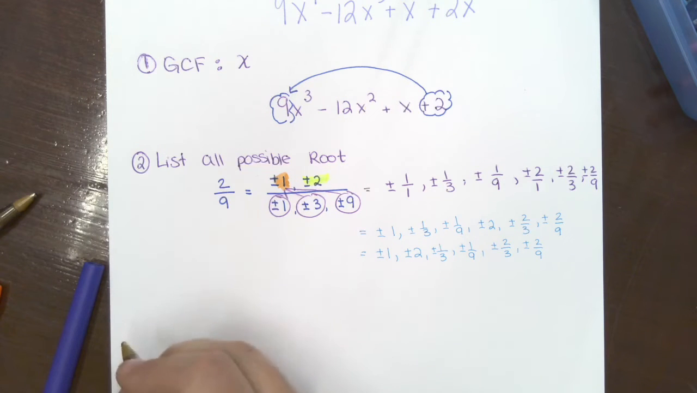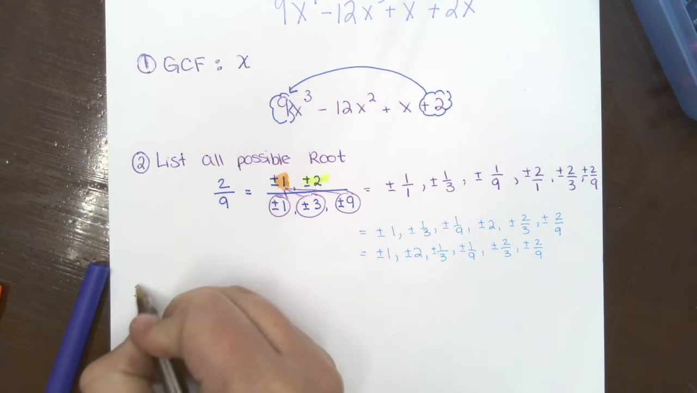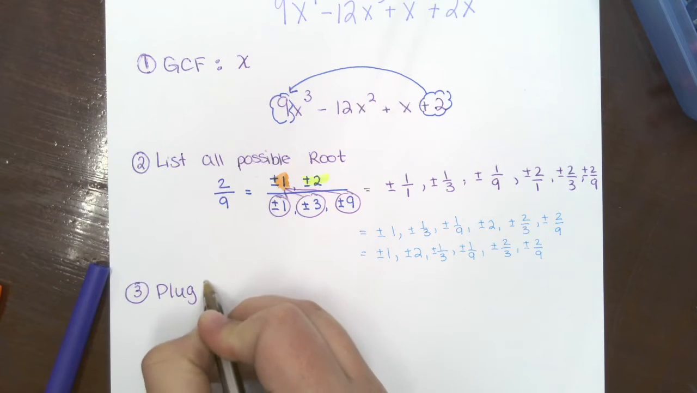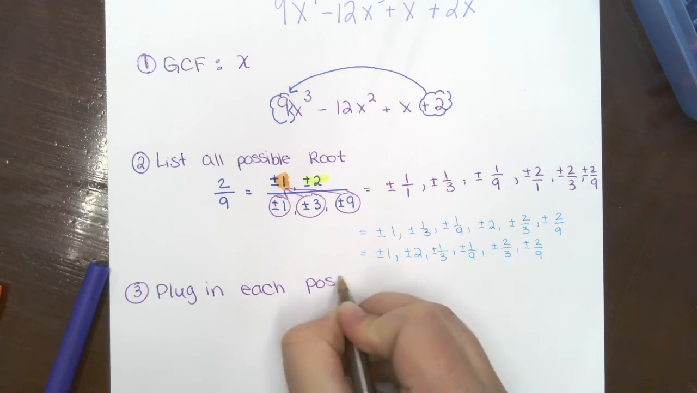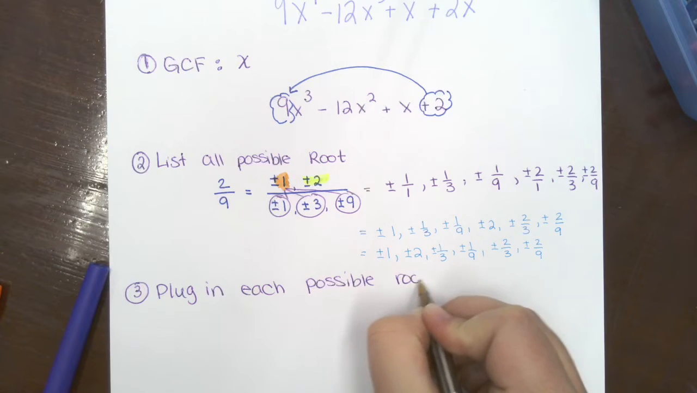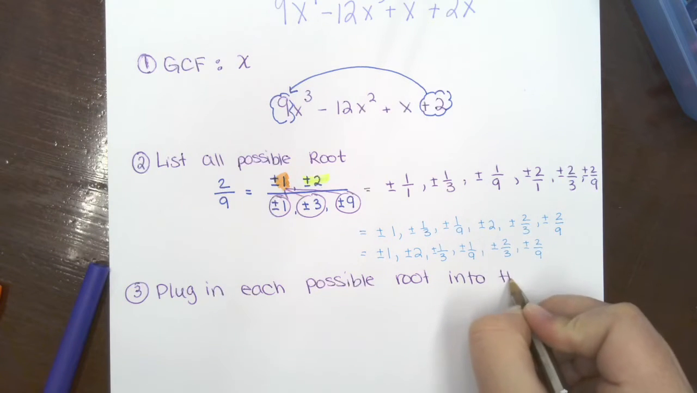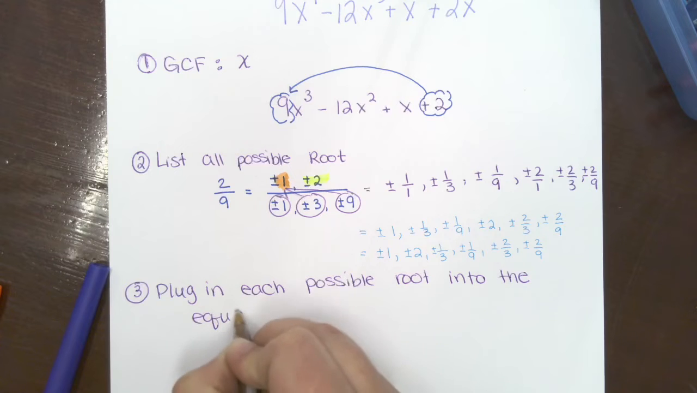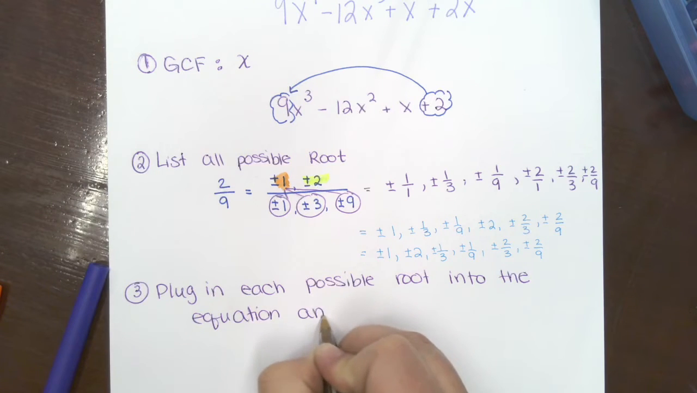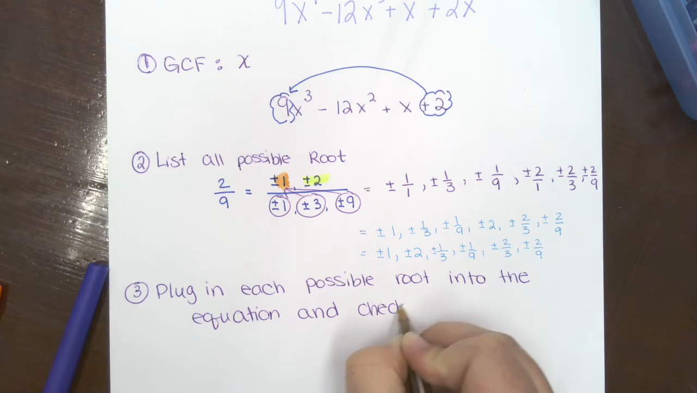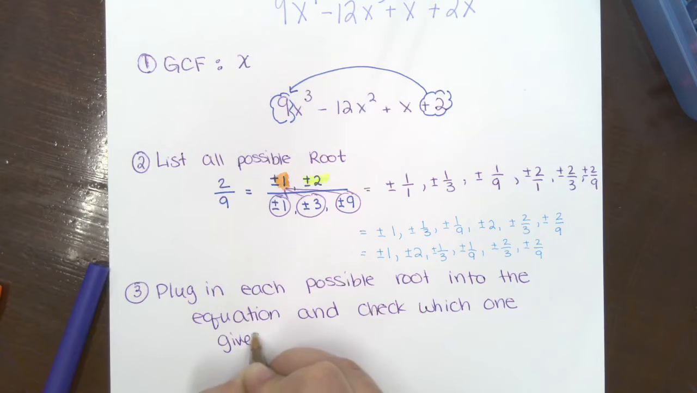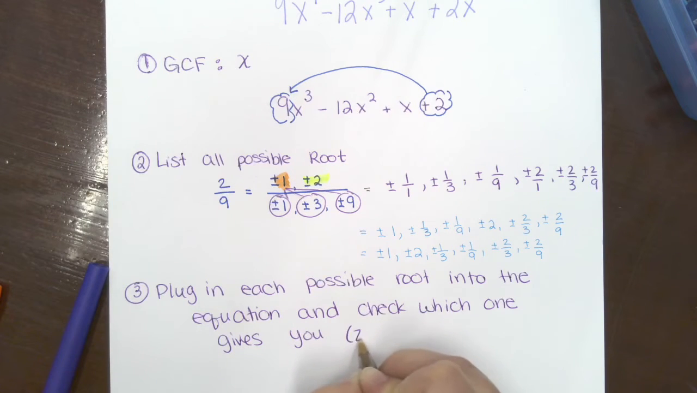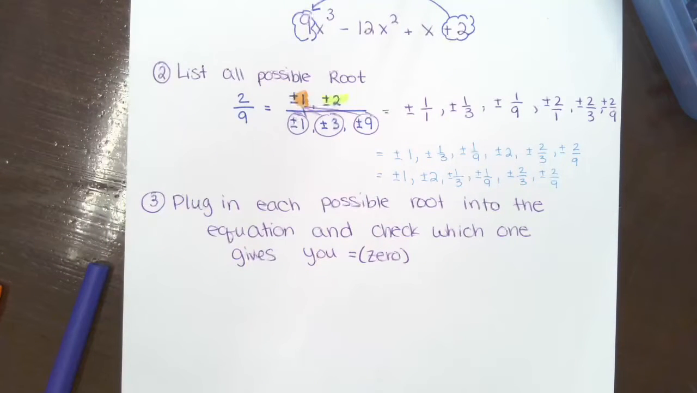So we're going to do step number 3. You're going to plug each possible root into the equation and check which one gives you 0. We want it to equal 0. So I'm going to take my equation. I'm not going to use the original.